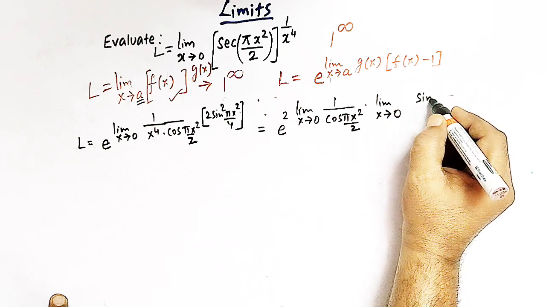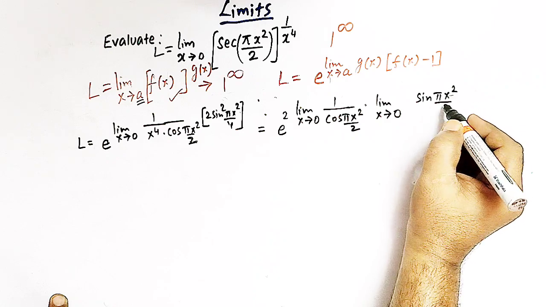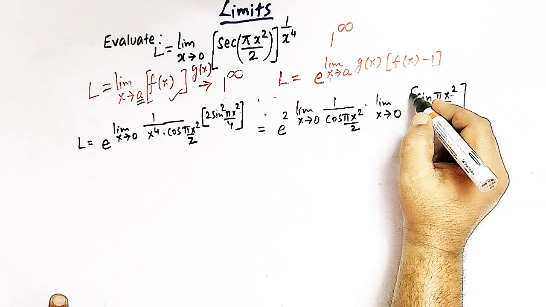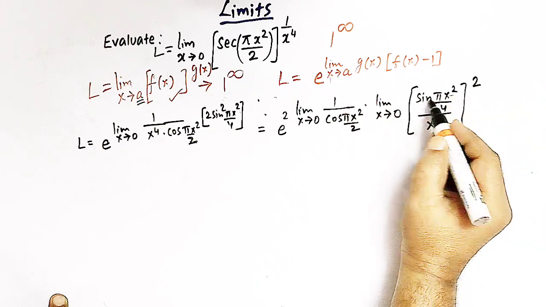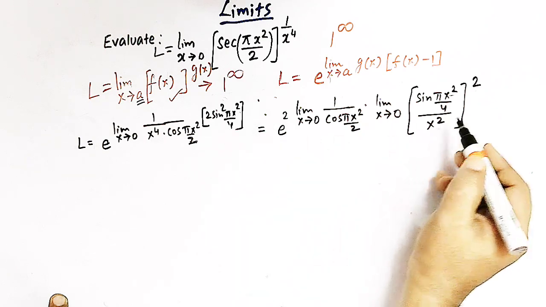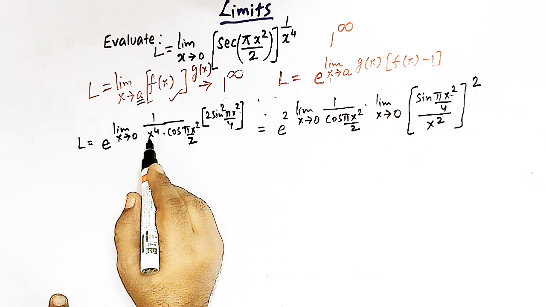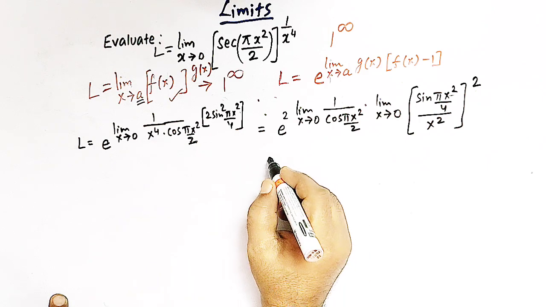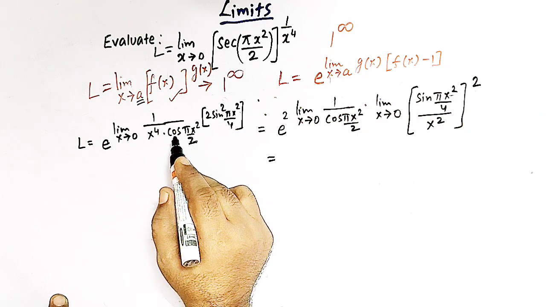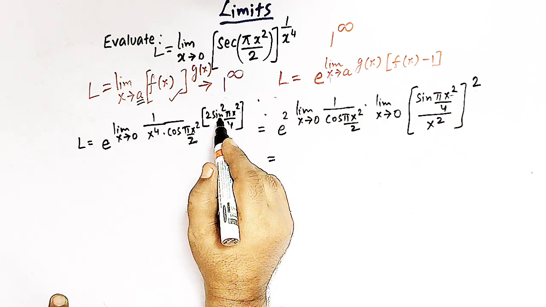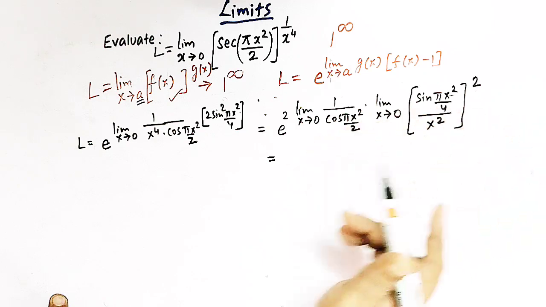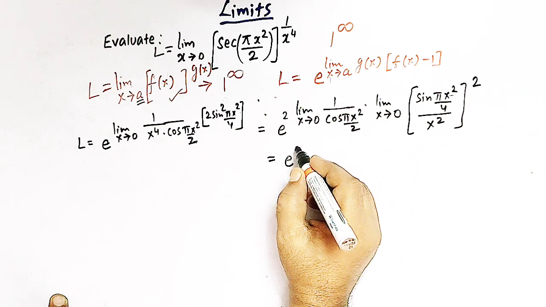So here we have sine pi x square over 4, and here we can write x square and we can make the whole square, so that we get sine square pi x square over 4, and x square raised to 2 is equal to x raised to 4, right? And here we have distributed this limit notation with cos pi x square over 2 and this term by the theorems on limits, right? So here we have e raised to 2.